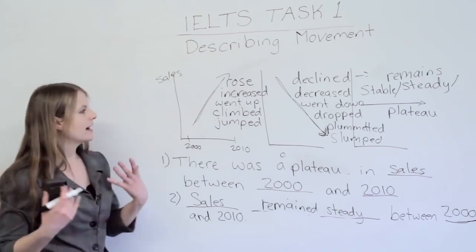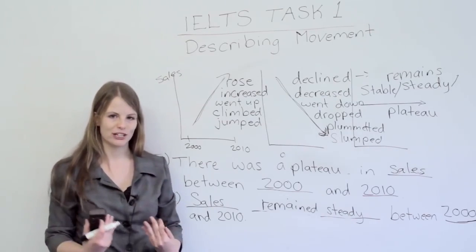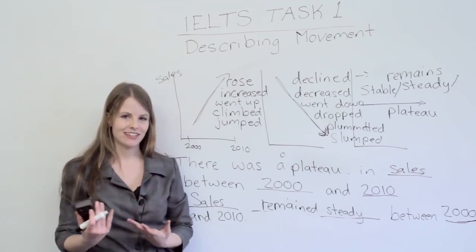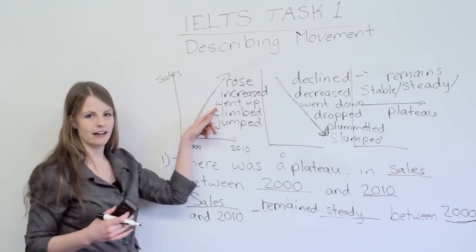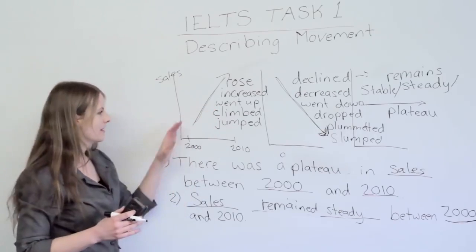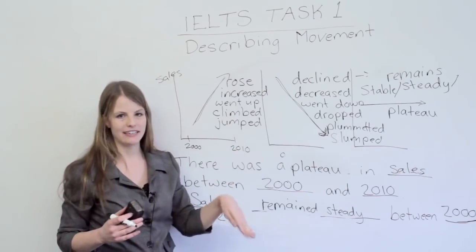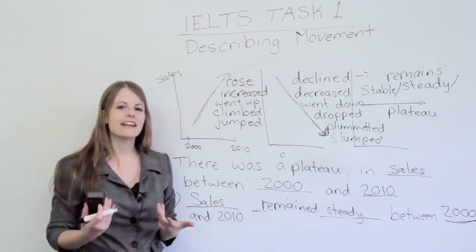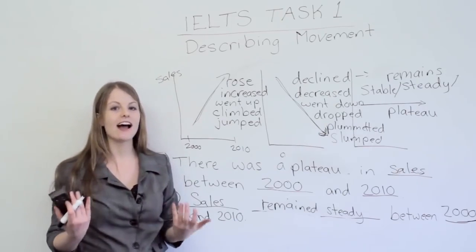Okay, so again, when you do this part of the task, you don't want to reuse the same words again and again. If for the whole time you're describing the movement, you use went up multiple times, the sales went up, and then they went down, and then they went up again, and then they went down again, the examiner is going to give you low marks on your usage of vocabulary. They want to see variety.